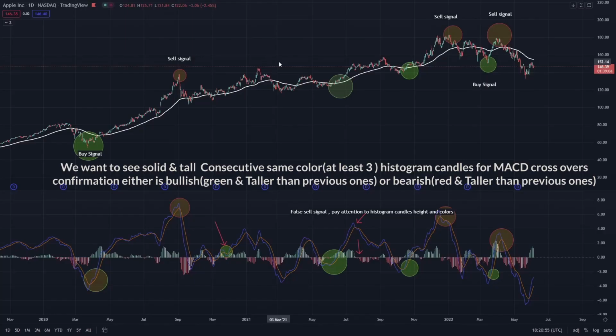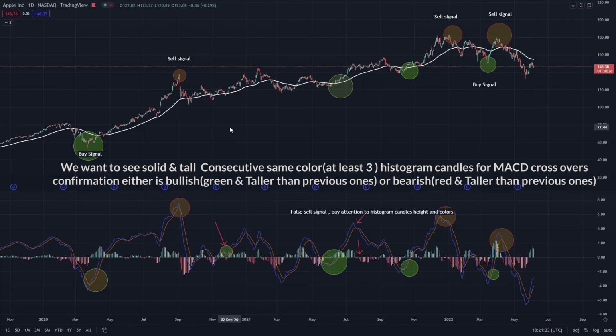Okay guys, here is the Apple chart on TradingView. Below the chart we can see the MACD indicator. So the general rule with trading with MACD is when the blue line crosses above the orange line we get a buy signal, and when the blue line crosses below the orange line we get a sell signal. And when the blue line is above the orange line the histogram color is green, and when the blue line is below the orange line the histogram color is red.